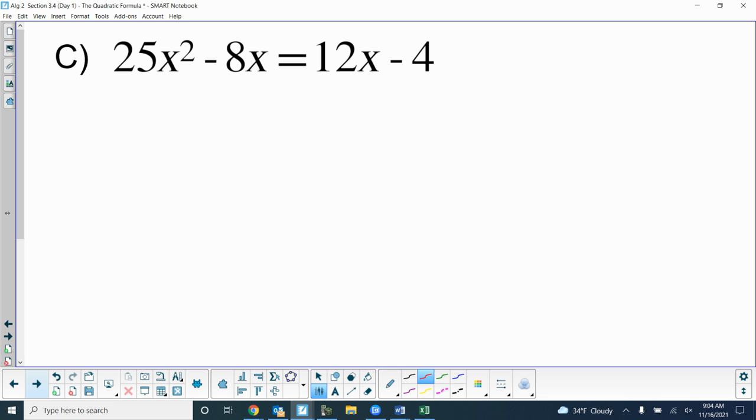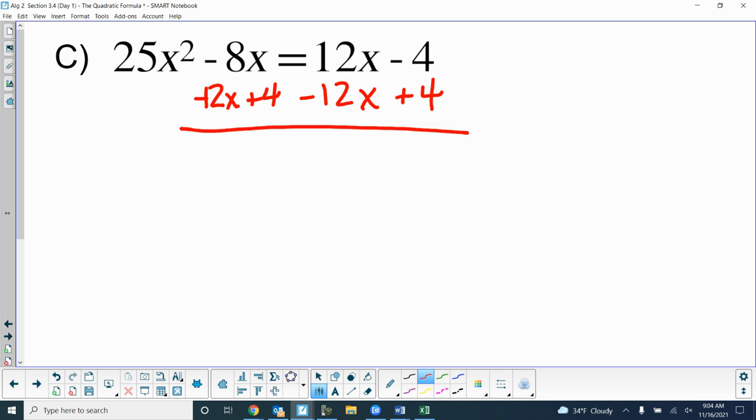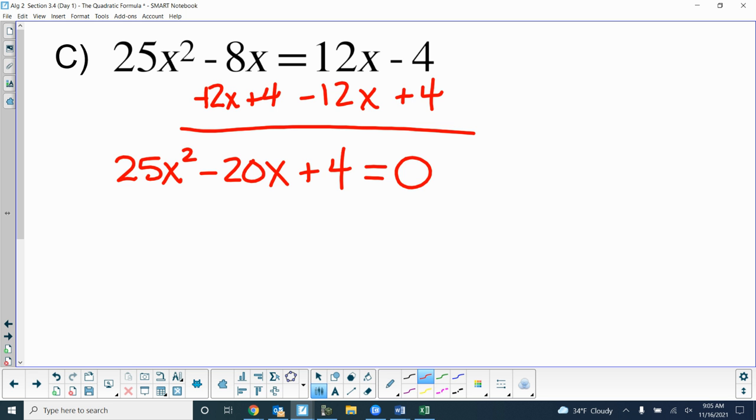So what are you guys getting underneath the radical? Zero. Zero. That's okay. That'll happen once in a while. All right, so the first thing, we're gonna subtract 12x and add 4, right? So here's our problem. A is 25, B is negative 20, and C is positive 4. You okay with that first part?